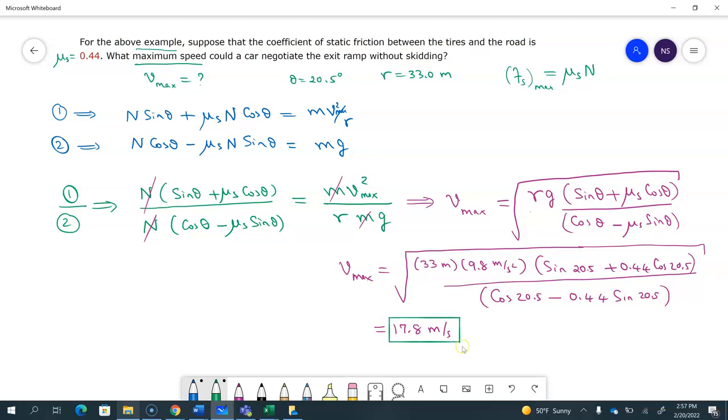There is also a minimum velocity that you can calculate here, in which case friction would be opposite, and your plus would be minus here, your minus would be plus here, and you can calculate the minimum velocity as well. But we weren't asked to do that here, so I'll stop here.